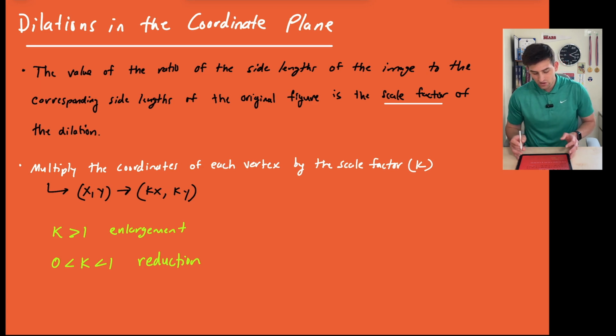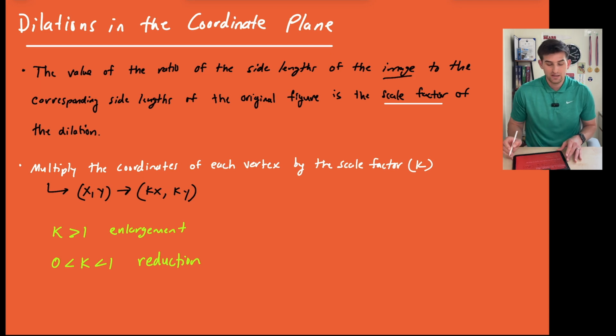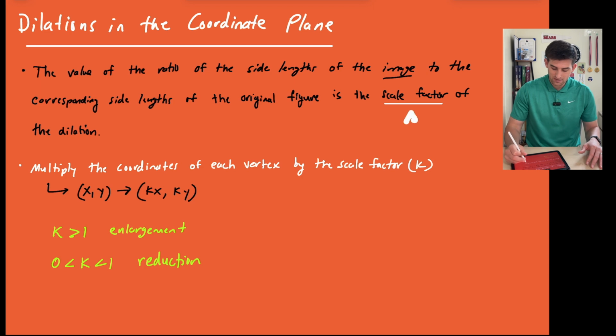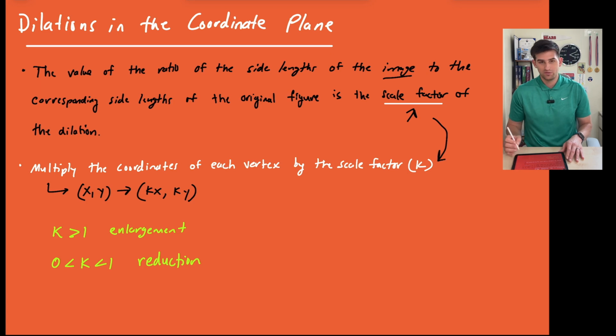The value of the ratio of the side lengths of the image. So the image, that's talking about the new shape that we've created from the original shape that was given to us. Okay, so now how did we create that? We created it by this number here that is our scale factor. Okay, so scale factor is represented with the variable k.